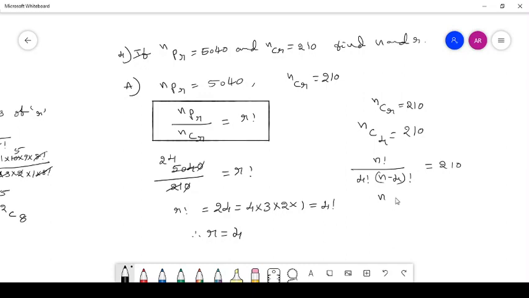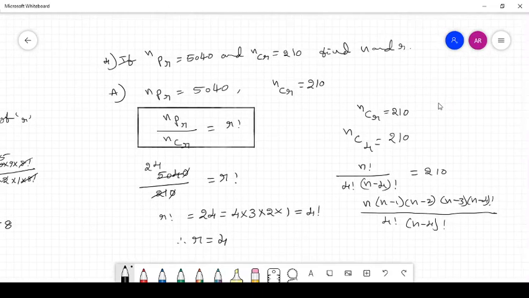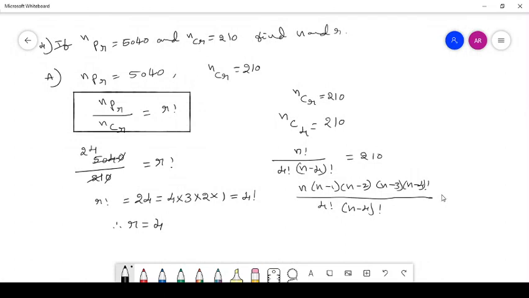N factorial is N into N minus 1 into N minus 2 into N minus 3 into N minus 4 factorial, divided by 4 factorial into N minus 4 factorial, is equal to 10. N minus 4 factorial and N minus 4 factorial will be cancelled. Next, this can be written as N into N minus 1 into N minus 2 into N minus 3 is equal to 210.